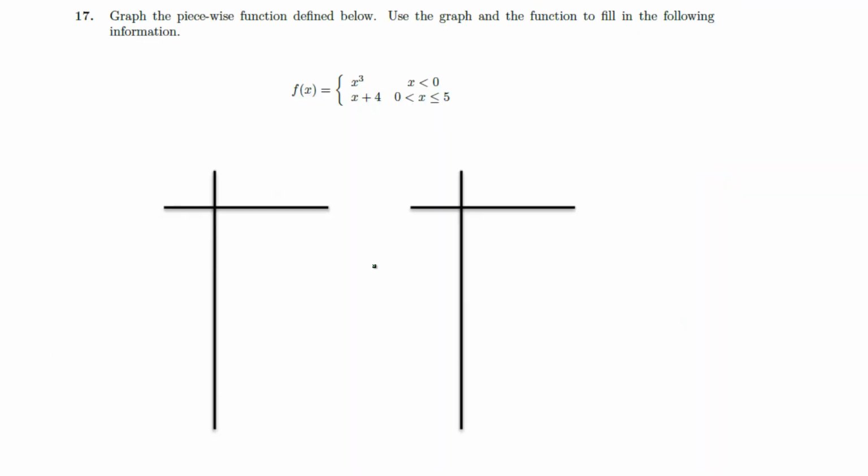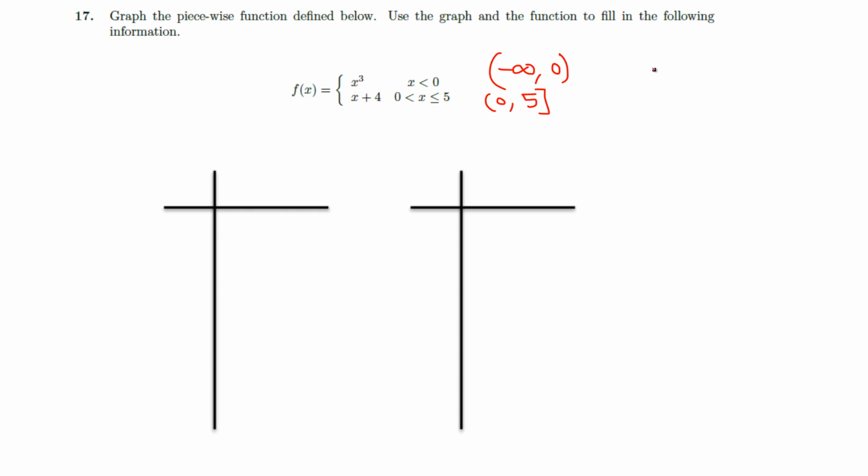Okay, graph the piecewise function below. Use the graph and the function to fill the following information. So our function f is given by 2 pieces: x cube, a cubic curve, and x plus 4, which is a straight line. So x cube when x is less than 0. Less than 0 means up to 0 all the way to -infinity. So on this domain, the function has the shape of the cubic polynomial x cube. And from here, starting at 0, 0 is not included, and all the way up to 5, the function has x plus 4, which is degree 1, means a straight line.